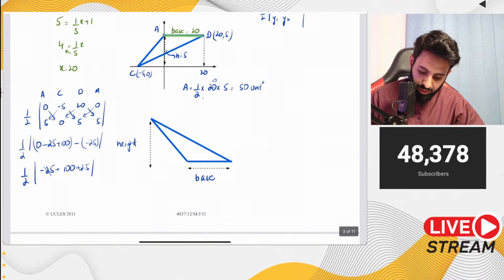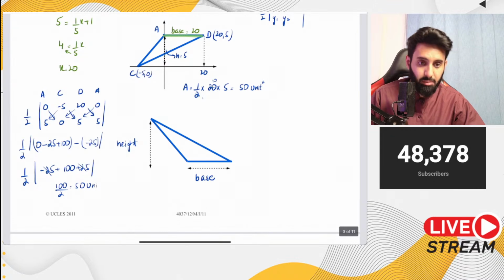So minus 25 plus 25 gets cancelled. 100 upon 2 is equals to what? Equals to 50. So again, you get the same answer, 50 units square.